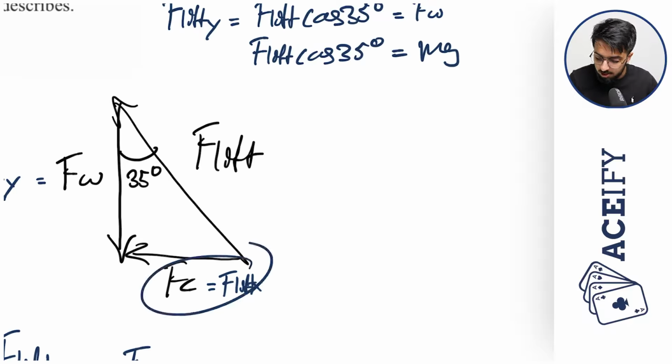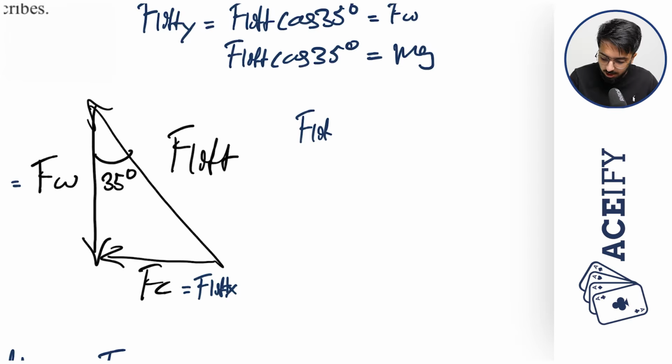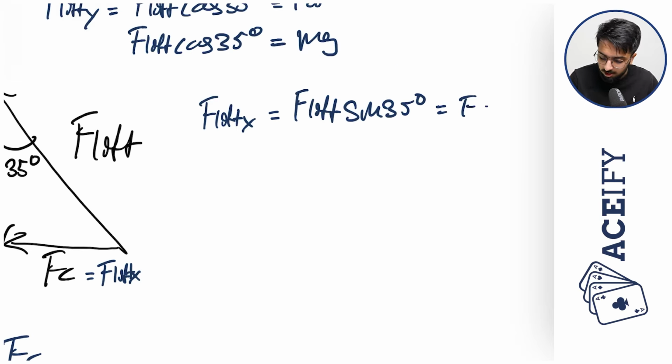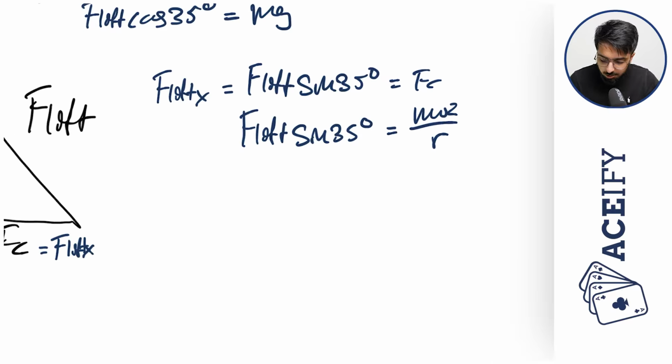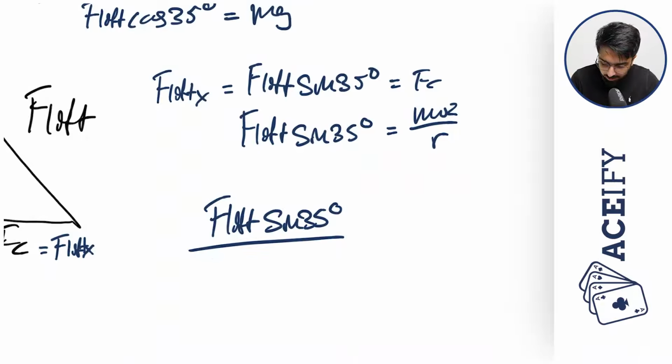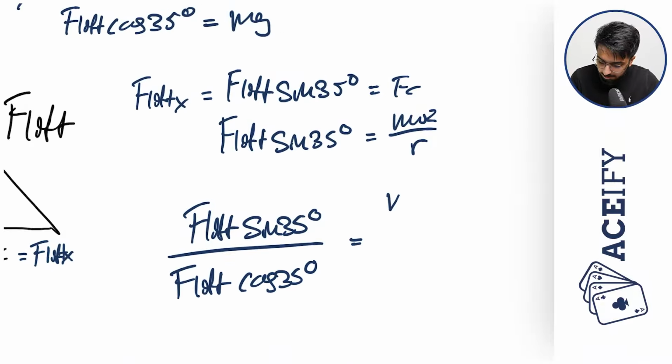Same thing for our F_C. We know our F_lift horizontal component is equal to F_lift sin 35 degrees, and that's equal to F_C. Therefore, F_lift sin 35 degrees is equal to mv squared over r. So what we can do is F_lift sin 35 degrees all over F_lift cos 35 degrees is equal to mv squared over r, divided by mg.